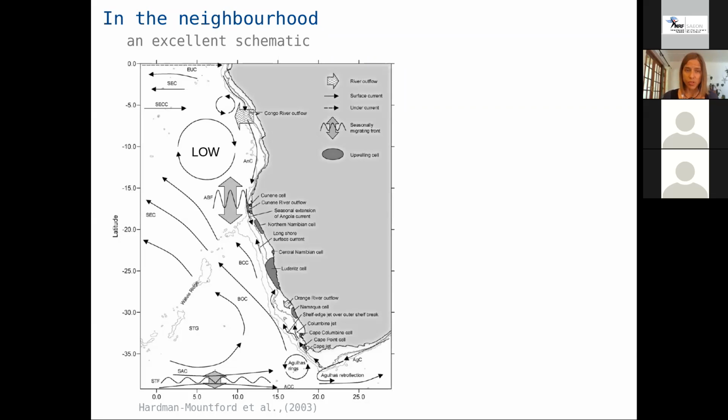At the northern boundary, we've got the Angola Benguela front. This is where the southward flowing warm Angola current meets the Benguela upwelling system. And to the north of this, we have the Angola dome, which harbors low oxygen water because it is a retentive feature. So we end up with low oxygen water being produced there.